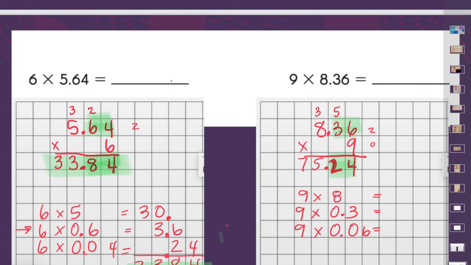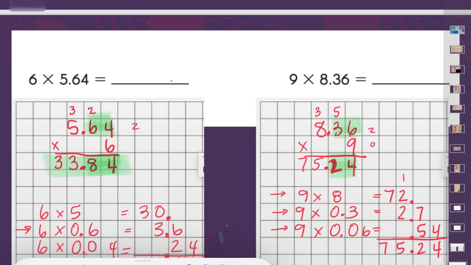Now we could also multiply by place value, so we know we'd have 9 groups of 8, 9 groups of 3/10ths, and 9 groups of 6/100ths. 9 times 8 is 72. 9 times 3/10ths is 27/10ths, or 2.7. And 9 times 6/100ths is 54/100ths. And if we add those together, we do get the same answer, 75.24.